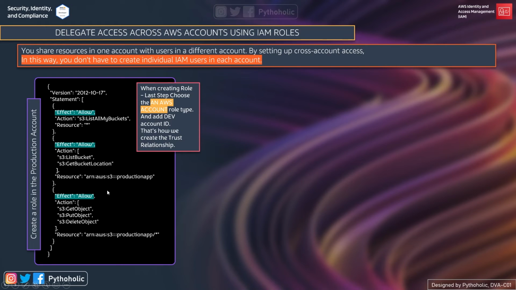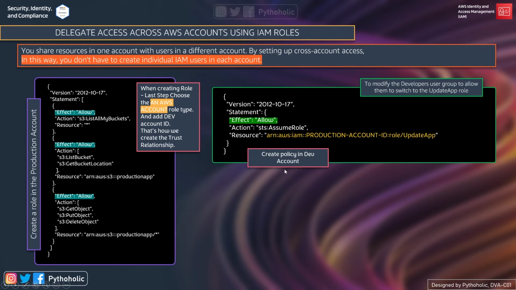And once you have created the role here, at the last step when you're creating the role, you have to choose the role type to be an AWS account, and you have to add the dev account ID there. And that's how we create the trust relationship for that particular role that we are going to define here. And now we have created the role in the production account.